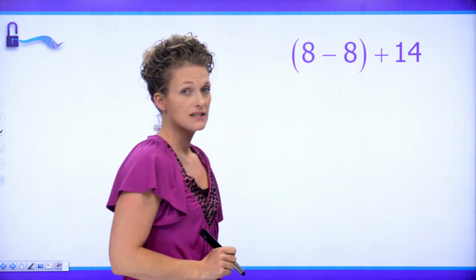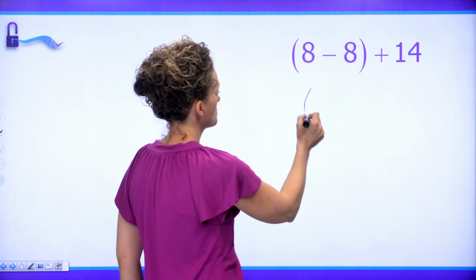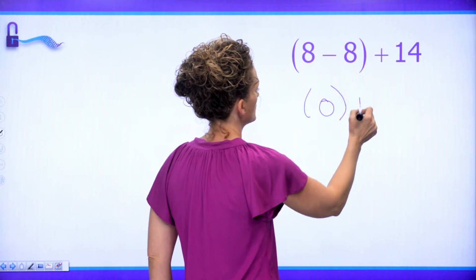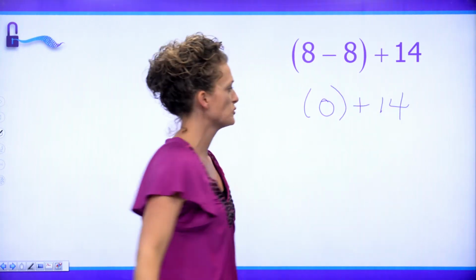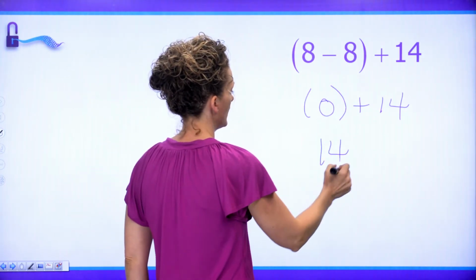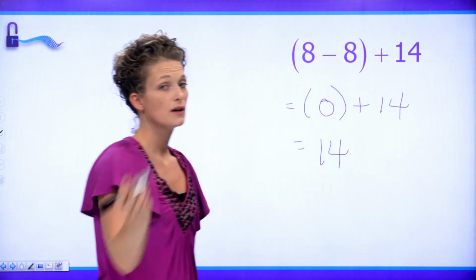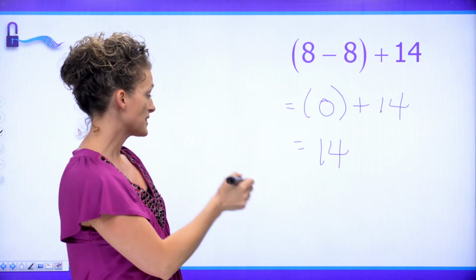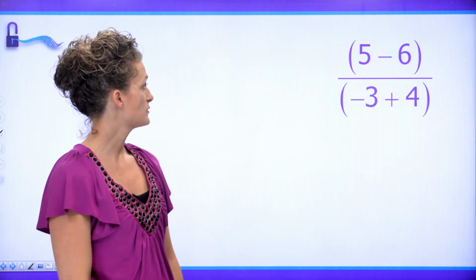Again, we have parentheses, so we do that first. So 8 minus 8 is 0. So this one's a pretty simple one. 0 plus 14, of course, we're going to end up with 14. And again, there is nothing more that we can do to 14, mathematically speaking, and so it is simplified.